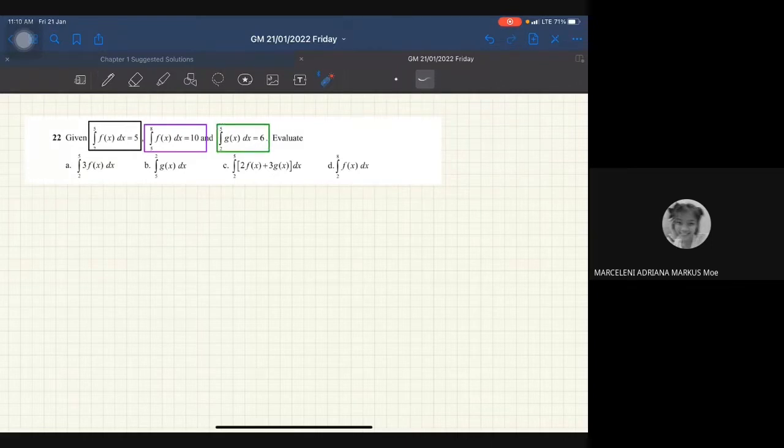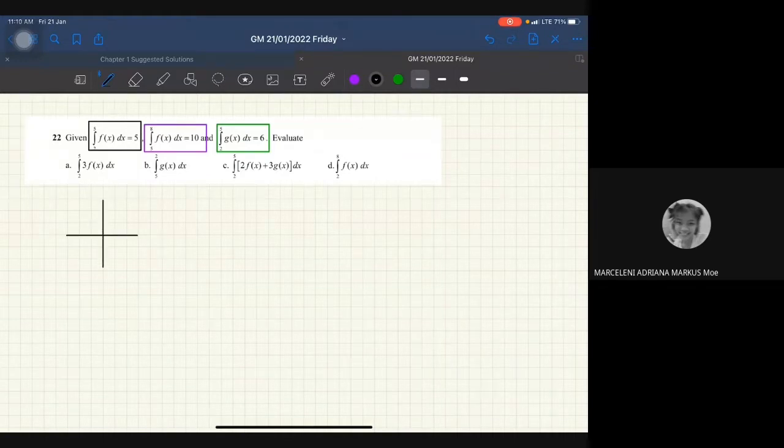Okay, so sebenarnya ketiga-tiga nilai ini dia refer to area under the curve. Okay, so maksudnya kalau yang first one, yang warna hitam ni, dia nak cakap bila awak ada satu graph, bila awak ada satu function fx, so daripada x equal to 2 until x equal to 5, dia punya area adalah 5 unit. Okay, so saya try lukis dalam bentuk gambar aja.